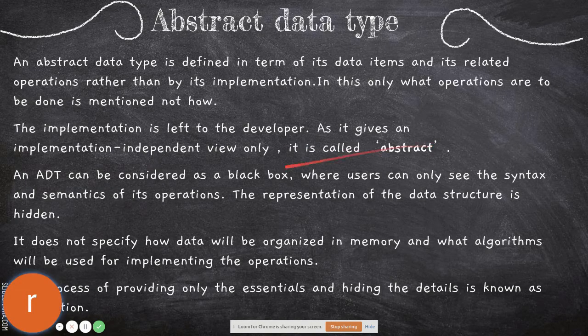So in another way, an entity can be considered as a black box where users can only see the syntax and semantics of its operations. The representation of the data structure is hidden. So it does not specify how data will be organized in memory, how it is stored in memory, in what way it is stored in memory. All those things are not defined. And what algorithms will be used for implementing those operations will not be given.